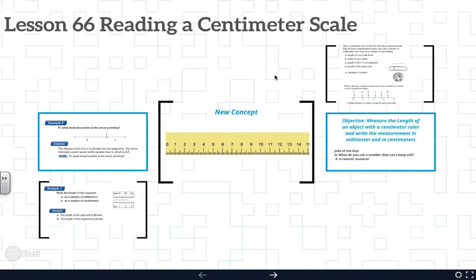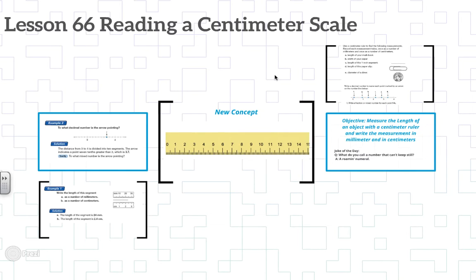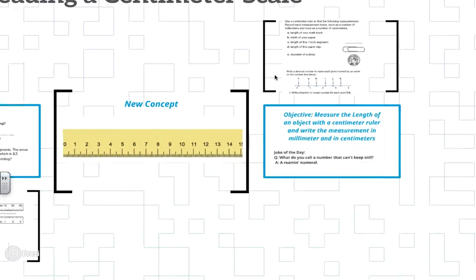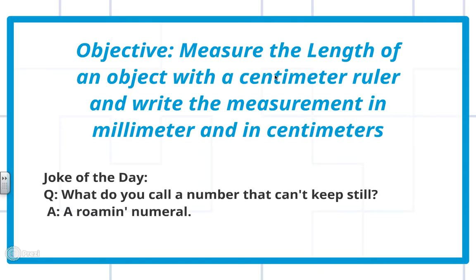We're on lesson 66, reading a centimeter scale. Let's go ahead and get started. Today, our objective is to measure the length of an object with a centimeter ruler and write the measurements in millimeters and in centimeters.